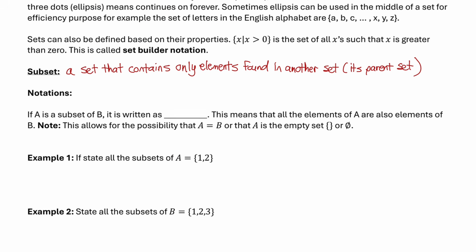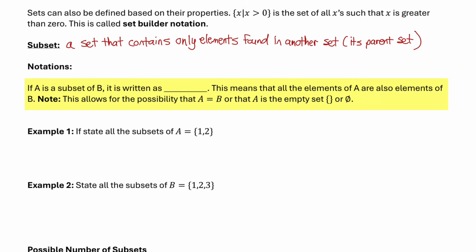And the notation we use for describing subsets, if A is a subset of B, we write it like this. We write A, and then a sideways U that kind of looks like a C, and then a line underneath of it, and then B. This means that A is a subset of B. This means that all of the elements of A are also elements of B. And the fact that there's a line underneath that sideways U allows for the possibility that A is actually equal to B, or that A is the empty set, or what we call the null set.